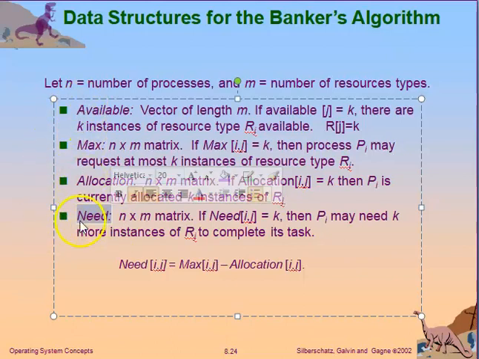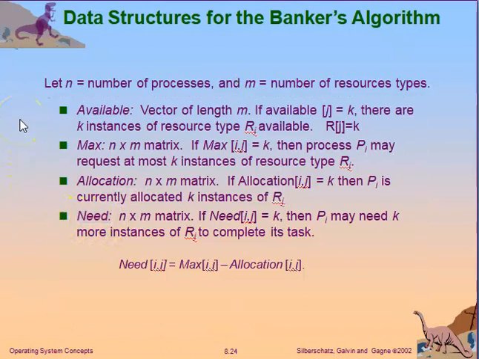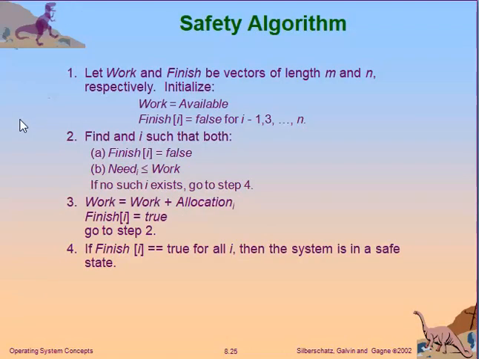So these are the four data structures which are there, and generally in the question which is given by the examiners, available is given to you, maximum and allocation are given to you. You have to find out the need and then you have to find the safety sequence. So let us look at one example. Before that, let us look at the safety algorithm.